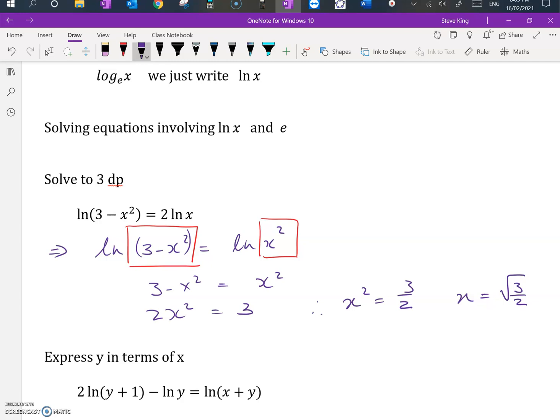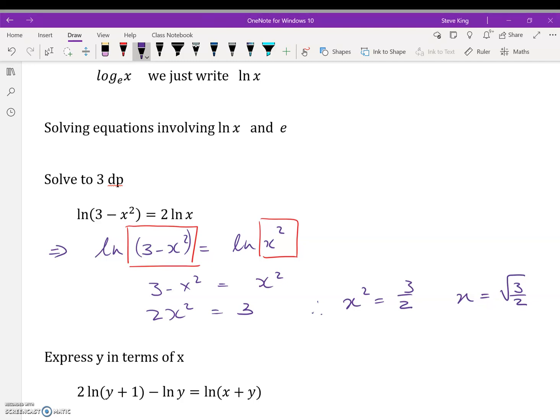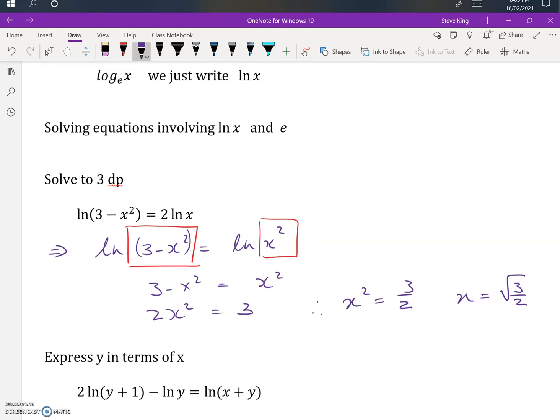And if you go and work that out on a calculator, the square root of 3 over 2 comes out to be 1.22 if I take that to 3 significant figures. Okay, so I've worked out a value for x, a value that will satisfy that equation.